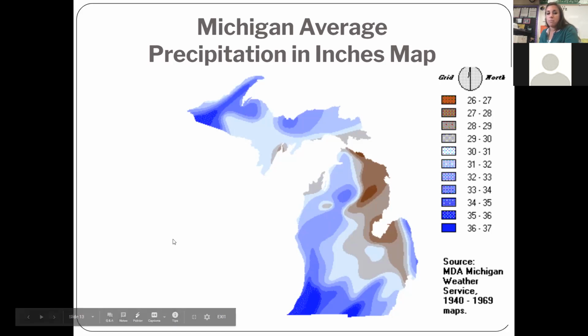That's because weather moves from west to east. So it hits here first after it travels over the Great Lakes, and then the rain kind of goes away as it travels east.